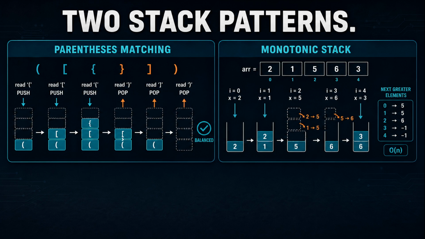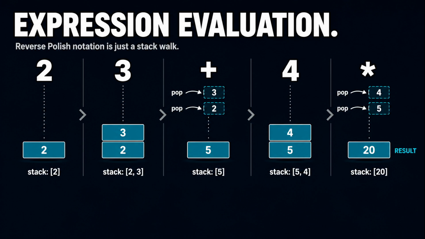The second is the monotonic stack. It solves the next greater element problem in O(n) instead of O(n squared). You walk the array once and you push or pop based on whether the new value is bigger than what is on top. Linear time for a problem that looks like it needs nested loops. That is the recognition beat. When you see a problem that asks for the next bigger or next smaller value, the answer is usually a monotonic stack.